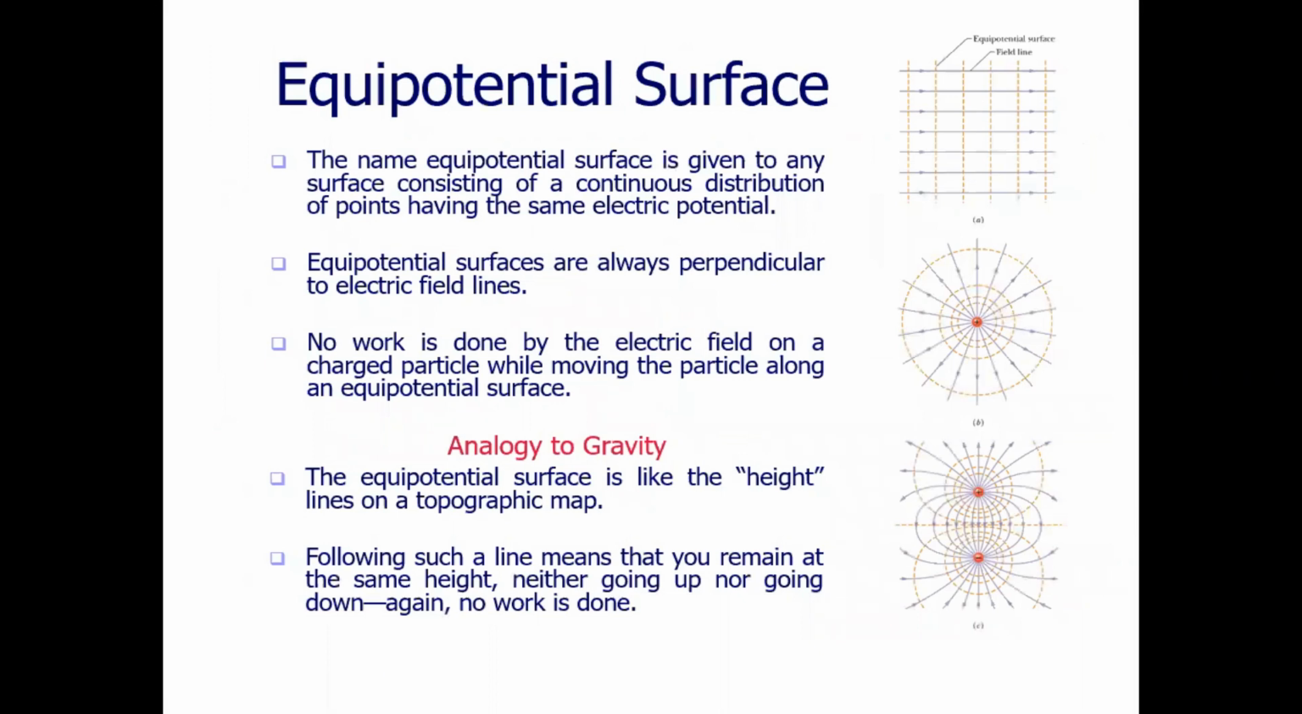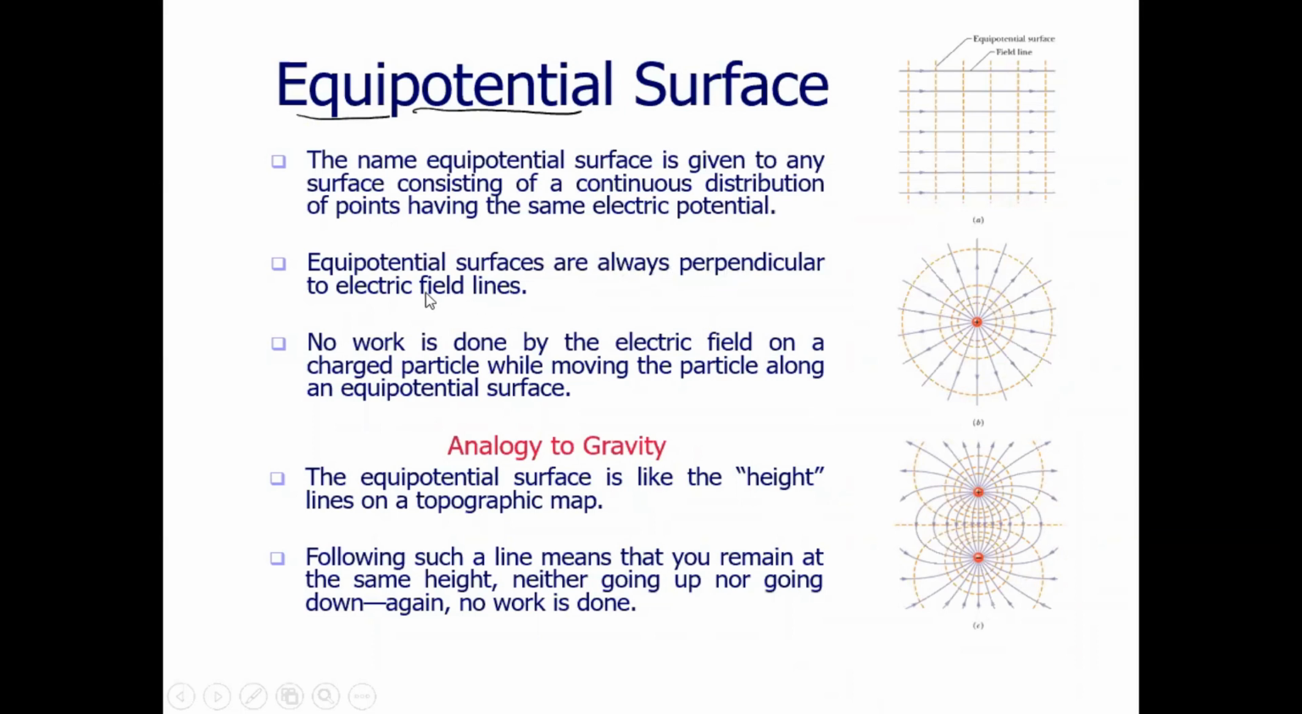Okay, so as we are coming to an end, let us just try to discuss equipotential surfaces. So basically, this is the name. The name equipotential surface is given to any surface consisting of continuous distribution of points having the same electric potential. So equi comes from the word equal. Potential is just the potential that we have discussed. So any continuous surface which has points that are at the same potential is actually called an equipotential surface.